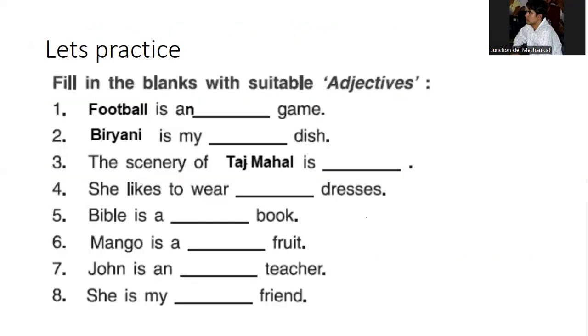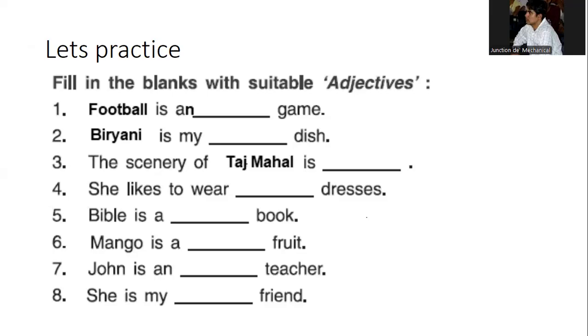Football is an interesting game. Biryani is my favorite dish. Favorite is an adjective. The scenery of Taj Mahal is outstanding. You can also write down beautiful, mesmerizing, right? Because these are all adjectives which are going to describe our noun, which is Taj Mahal. She likes to wear beautiful dresses. You can say long dresses. You can say short dresses, because long, short, beautiful, they are just going to describe the noun which is dresses.